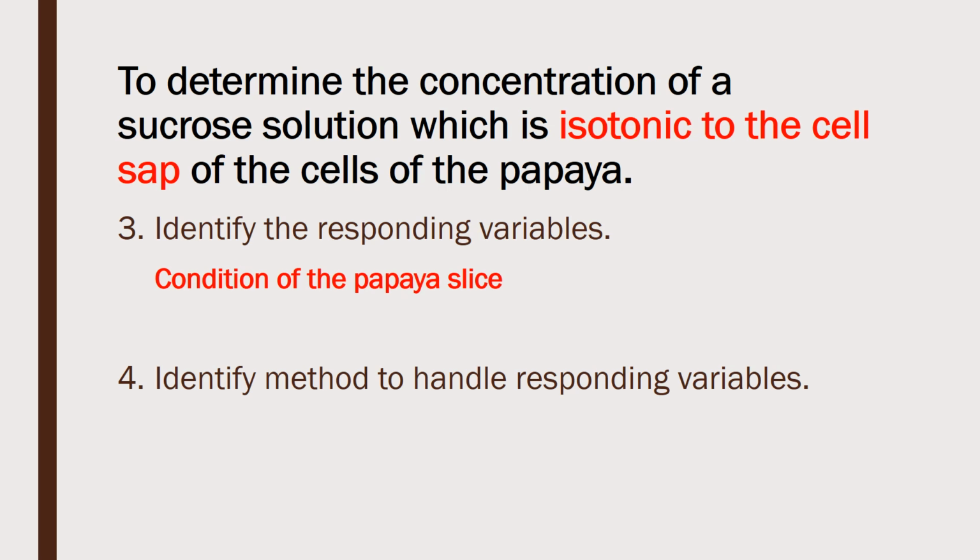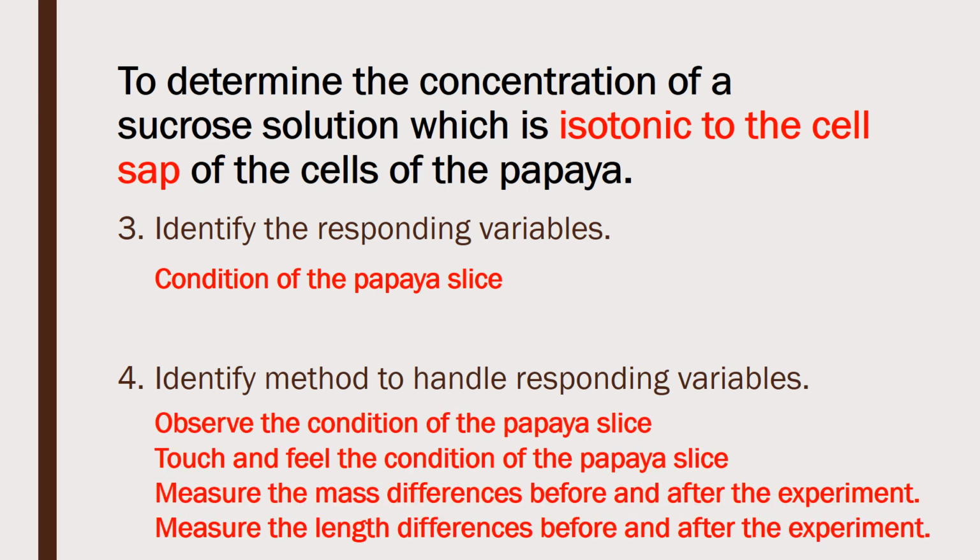And how are we going to handle the responding variable? There are various ways of handling the responding variable. These are the examples. We can observe the condition of the papaya slice, see whether it is turgid or flaccid, or we can touch and feel the condition of the papaya slice, measure the mass difference before and after the experiment, and measure the length difference before and after the experiment.